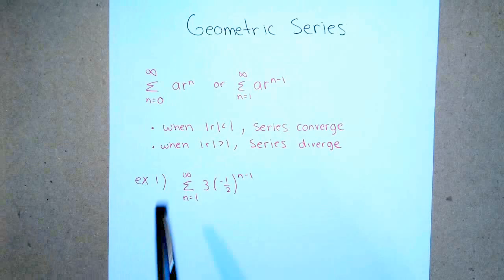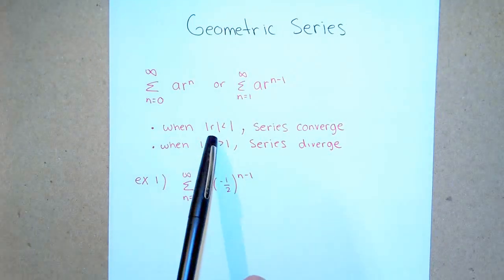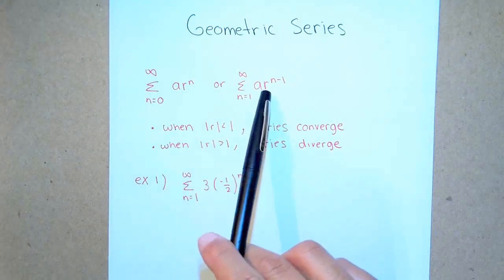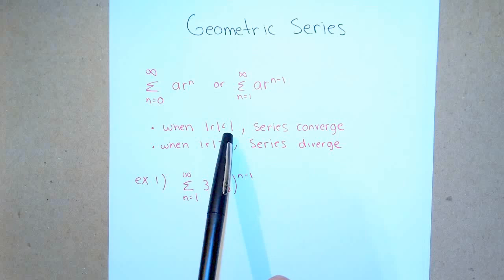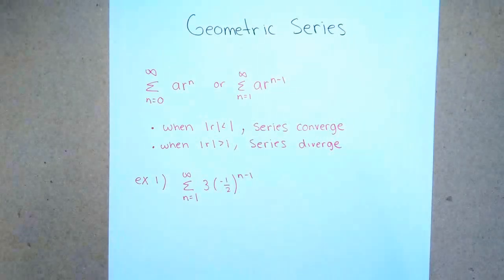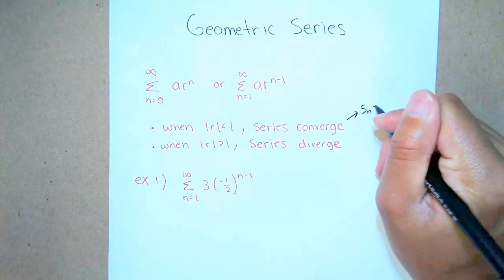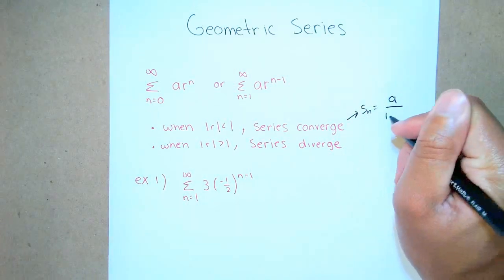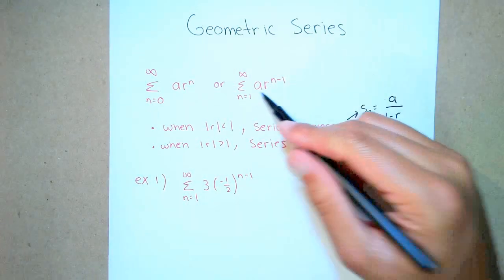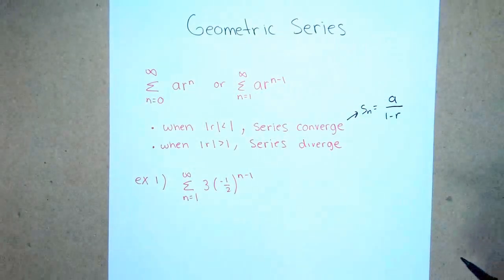Now, when the absolute value of r, your ratio, is less than 1, that means your series is going to converge. Which, remember, if it converges, that means that we're going to be able to find the sum. And to figure out the sum, it's a over 1 minus r, where a is your first term and r is whatever your ratio is.